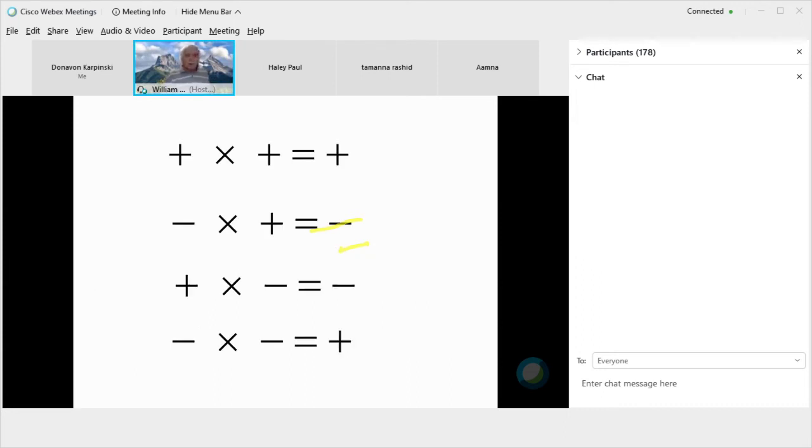Here are some rules for multiplication. A plus times a plus equals a plus. A negative times a plus equals a negative. A plus times a negative equals a negative. A negative times a negative equals a plus. One way of remembering this: you do something good to somebody who's good, that's good. You do something bad to somebody who's good, that's bad. You do something good to somebody who's bad, that's bad. You do something bad to somebody who's bad, that's good.